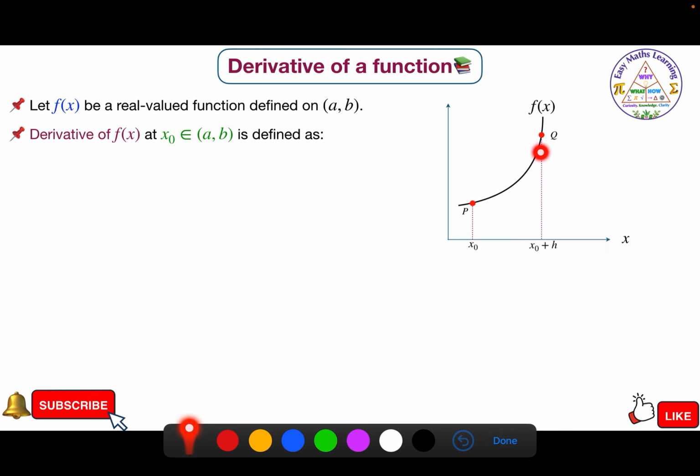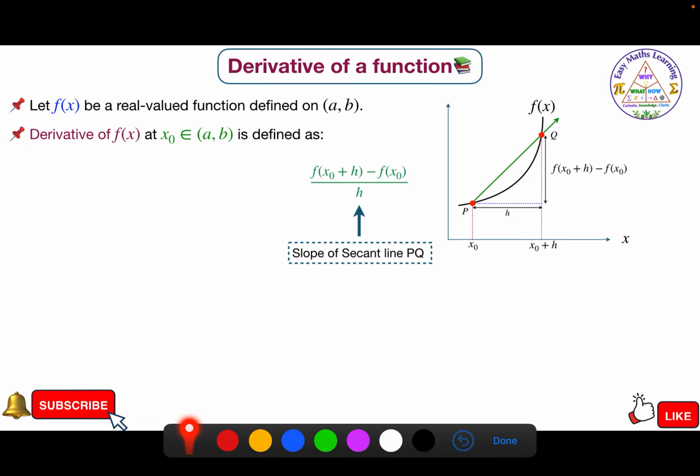Now we have 2 points P and Q on the graph, and this point P corresponds to x naught. This point Q corresponds to x naught plus h. Now join the points P and Q. The straight line joining P and Q is called the secant line PQ. And the slope of this secant line will be the vertical change divided by the horizontal change.